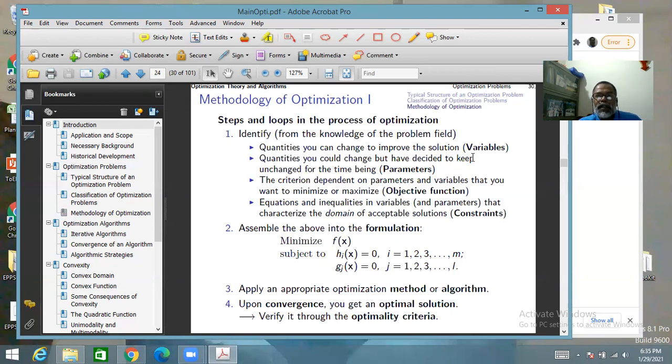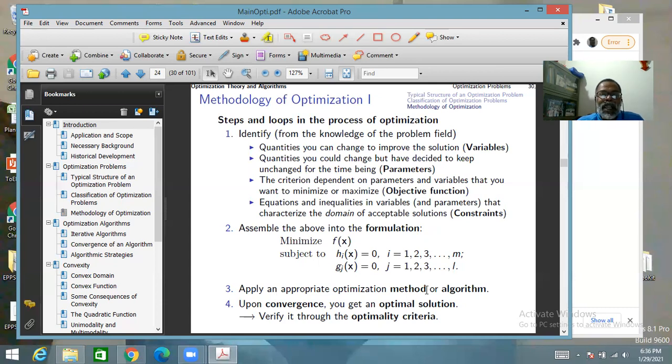Now assemble these things in this manner in the form of the standard problem, which you will now solve. So in order to solve that, you apply an appropriate optimization algorithm or method. At the end of it, hopefully the algorithm takes you somewhere and, upon convergence, you get an optimal solution. At least you think so. Because you expect the algorithm to have worked properly.